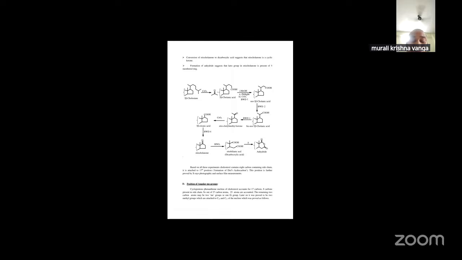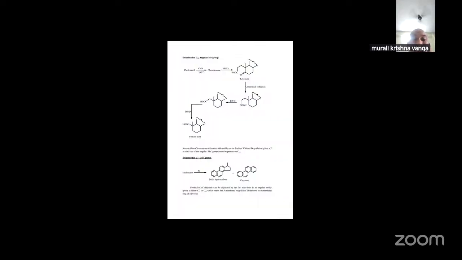These two carbon atoms may be angular methyl groups. In the cholesterol structure, two angular methyl groups are there. Therefore, we can determine the position of angular methyl groups. So from this, we know that two angular methyl groups are there, at the C10 and C13 positions. First, the evidence for the angular methyl group at the C10 position.